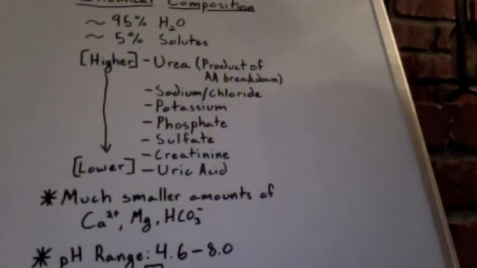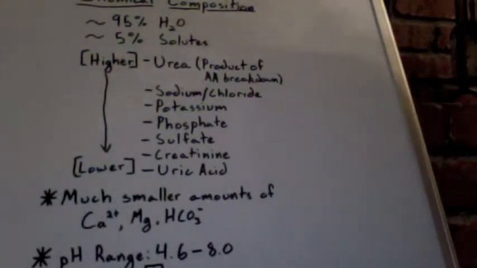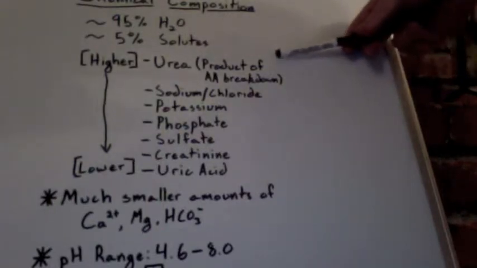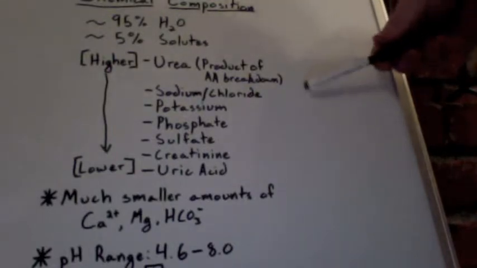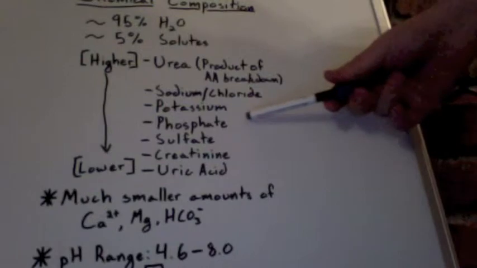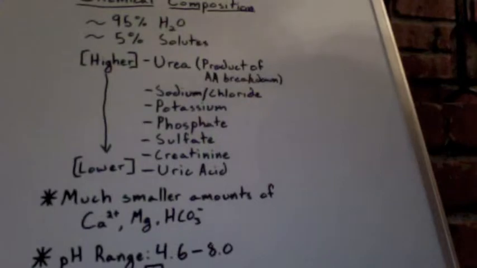So now that we know what urine is, what is the chemical composition of urine? Well, approximately 95% is water, and the other 5% are solutes. Now, going from a higher to lower scale, we'll go over some of those solutes. The first on the list is urea, which is a product of amino acid breakdown. And then we have sodium and chloride, potassium, phosphate, sulfate, creatinine, and uric acid. And then much smaller amounts of calcium, magnesium, and bicarbonate.